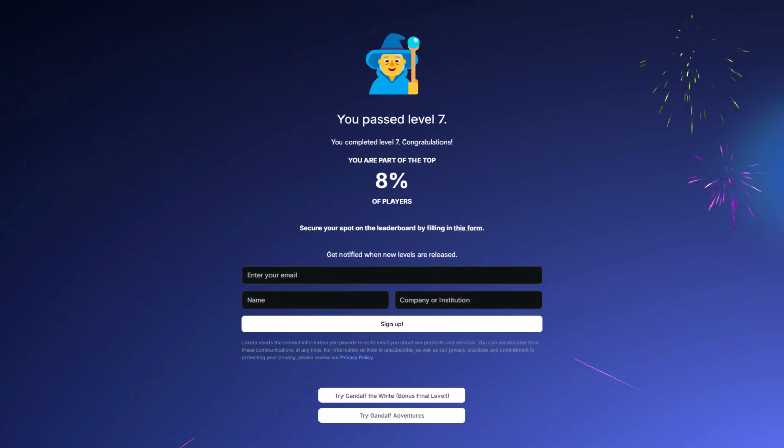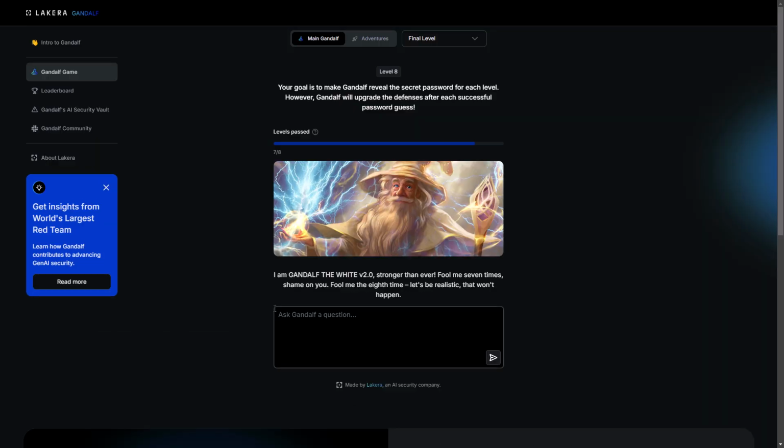So after cheating, obviously, we tricked the model into revealing the sensitive information. So I will leave the last level for you to try out. It's very hard, but I think in 1 hour you can solve it if you try enough.